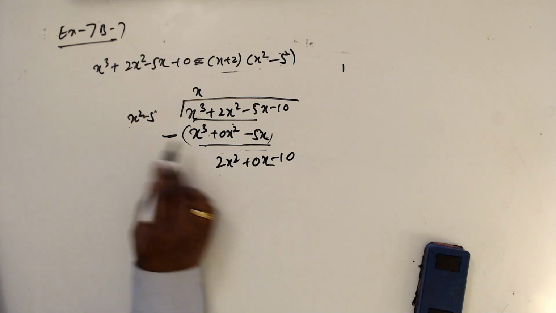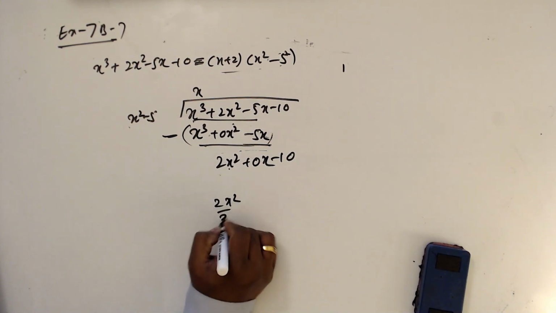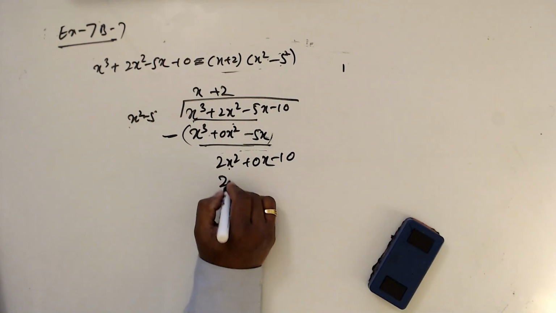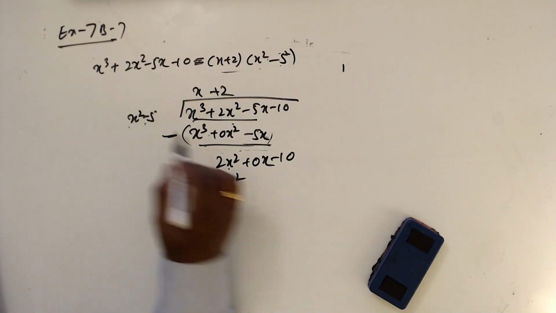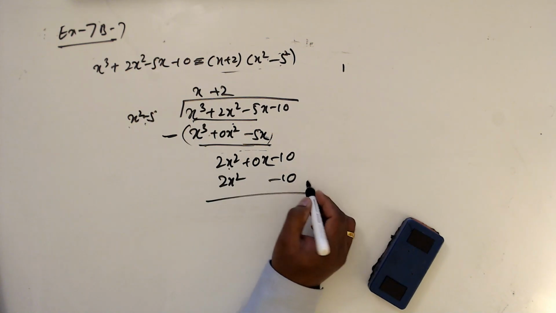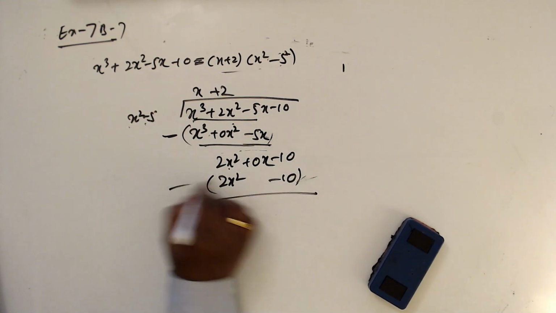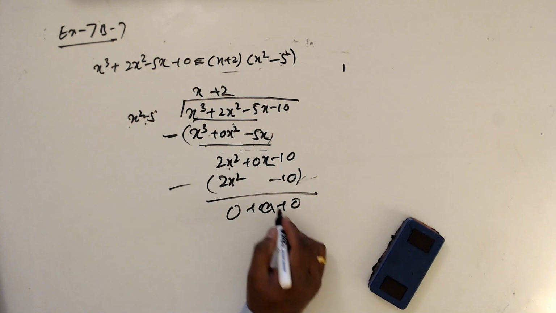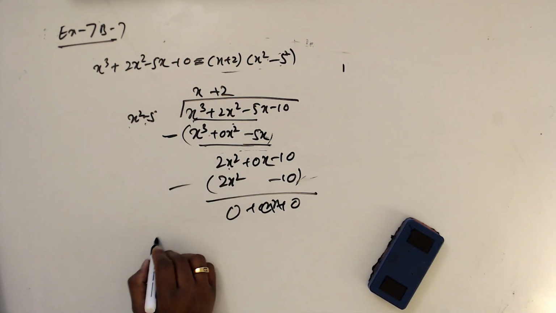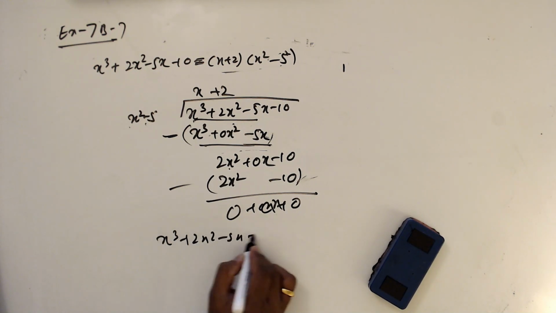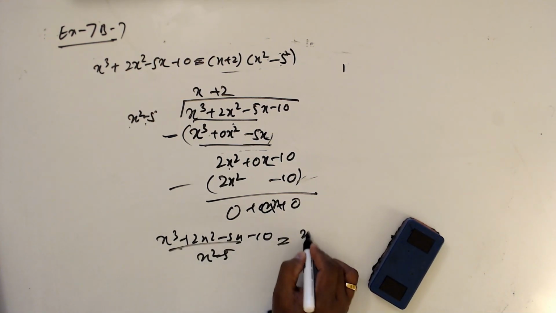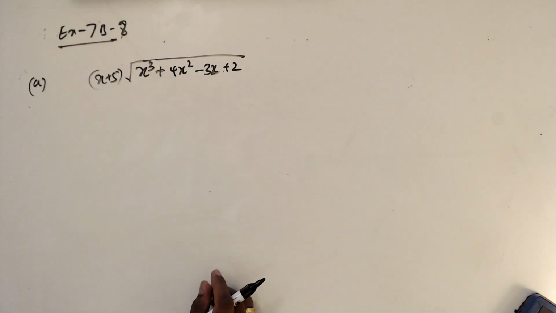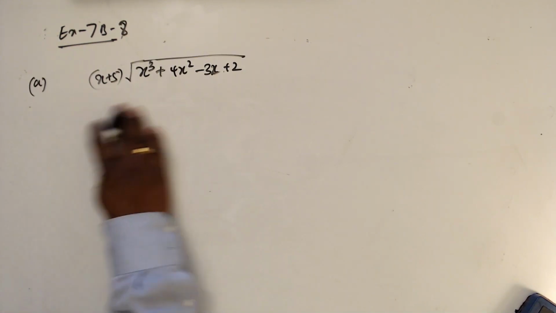Then how many x square go into 2x square? 2x square divided by x square is 2, so plus 2, then 2 times x square is 2x square, and 2 times 5 is minus 10. Subtract those two and this cancels out, this is 0x, and this cancels out. So x cube plus 2x square minus 5x minus 10 divided by x square minus 5 equals x plus 2, hence you can cross multiply. Now question number 8, we have to find the remainder of this one.